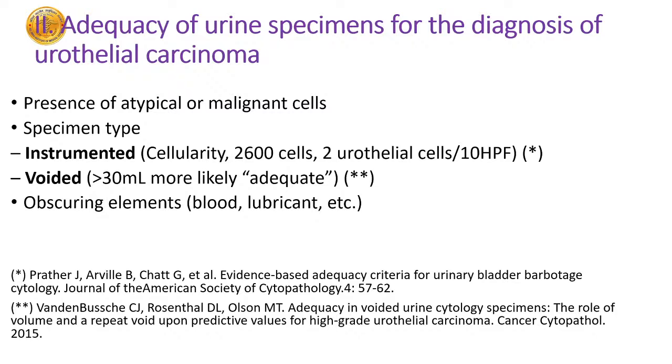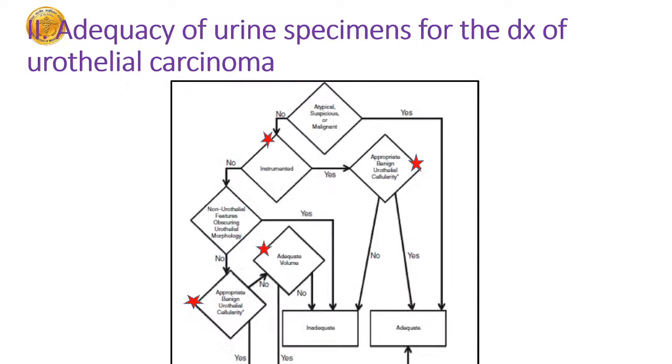So when there are no findings indicative of such a disease process, other factors will come into play, like, as we all know, in a voided urine sample, they say a sample which is more than 30 milliliter in volume is more likely to be adequate. And similarly, when we instrument, that means in catheterized samples, we should have about 2 urothelial cells per 10 high power field. So this is about the adequacy of the urine specimens. Next slide, please.